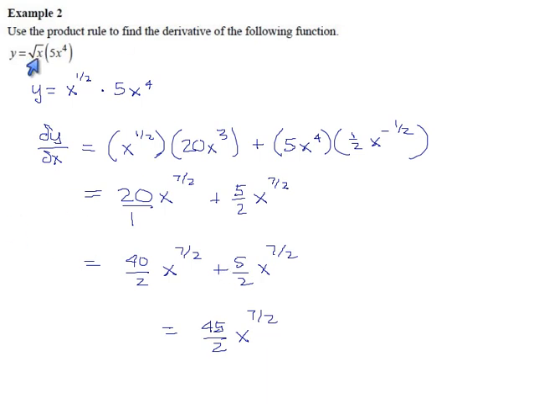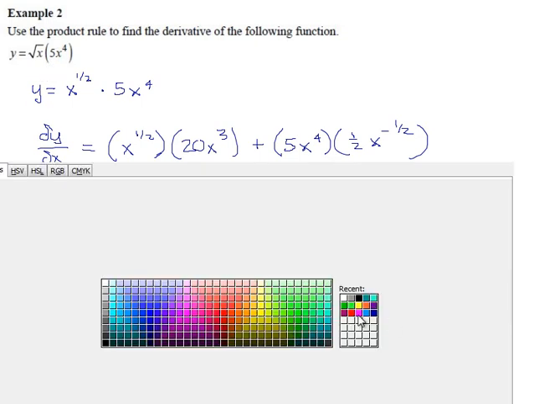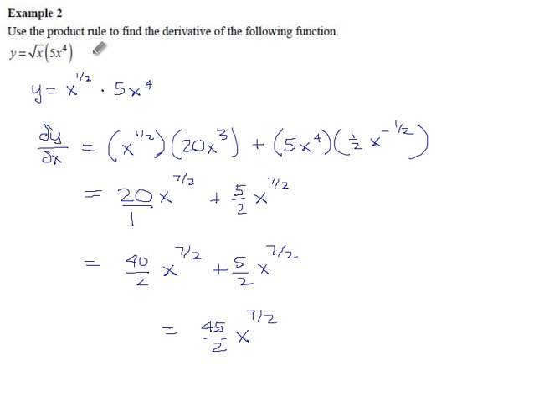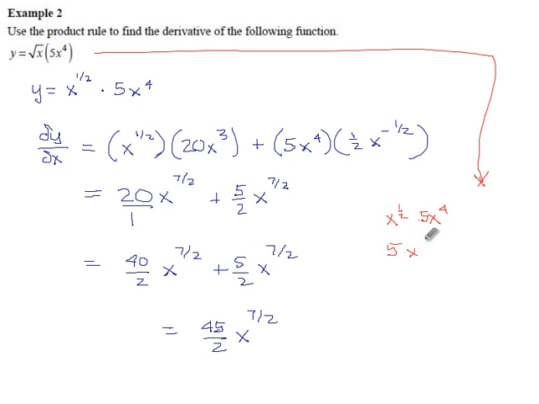Again, we could have expanded this before we started the derivative. Well, let's just do that real quick and see if it would have worked. If we multiply that out, we have x to the 1/2 times 5x to the 4th, which would have been 5x to the 9 over 2. If we'd done the derivative straight from there, we would have gotten 45 over 2, x to the, reduce this by 1. Lo and behold, it works.